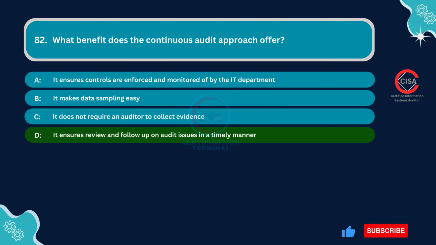Continuous auditing involves ongoing monitoring of controls and transactions. This allows for the identification of potential issues much sooner than traditional, periodic audits. Early detection enables prompt investigation and corrective action. Continuous auditing doesn't eliminate evidence collection. However, it can help identify areas where specific evidence is needed, streamlining the collection process.